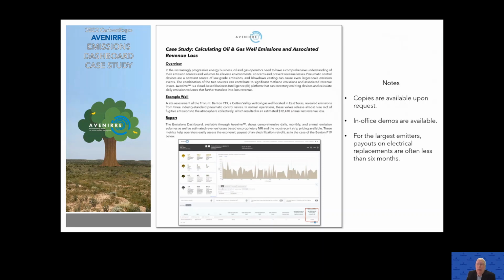It's often helpful to read case studies that have more details on the process that I just discussed. And so we have a paper on our website that's available if you'd like to grab it and read it and talk about how you calculate oil and gas emissions and the revenue loss that is associated with those emissions.